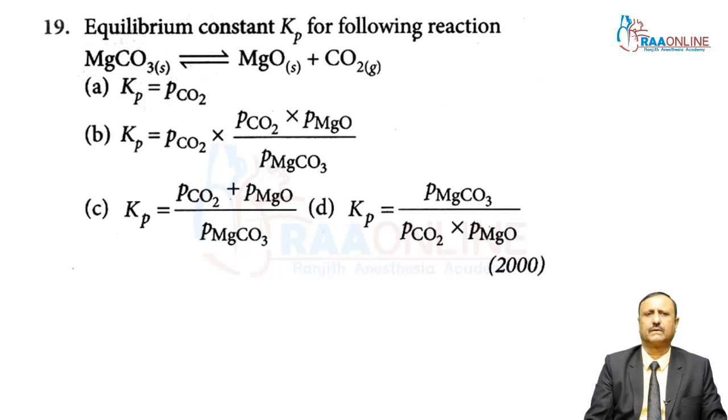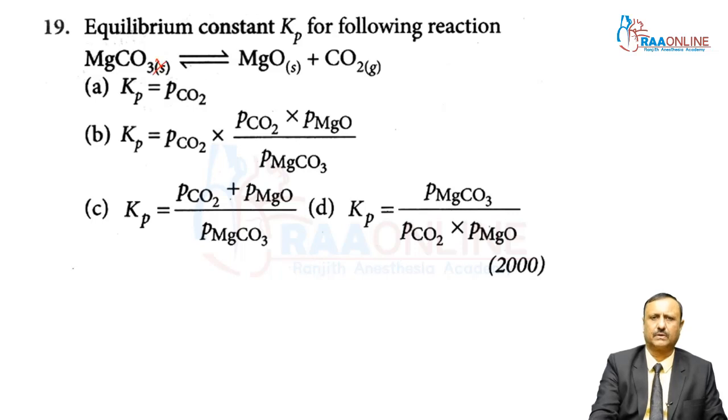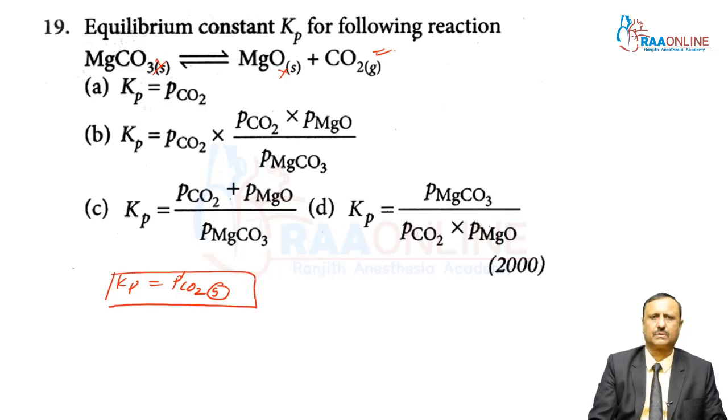Now, my dear students, you can go to question number 19. Here the equilibrium constant Kp for the following reaction. My dear students, the solids cancel out, here the solid is cancelled. You can go with only carbon dioxide. Kp only depends on the partial pressure of CO₂ because CO₂ is present in gaseous form. So, my dear students, question number 19, you can go with the answer A.